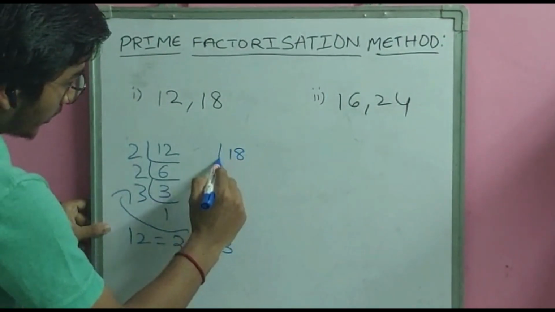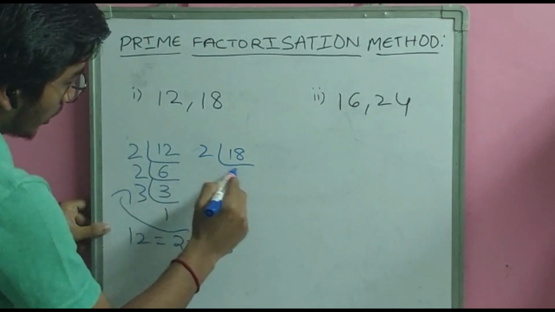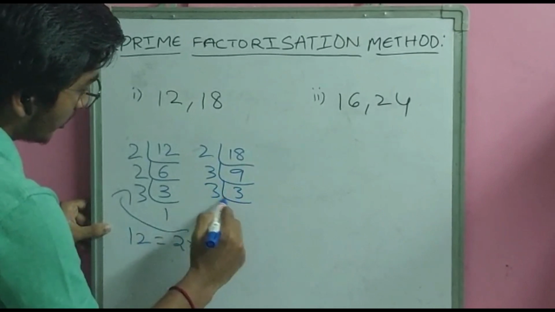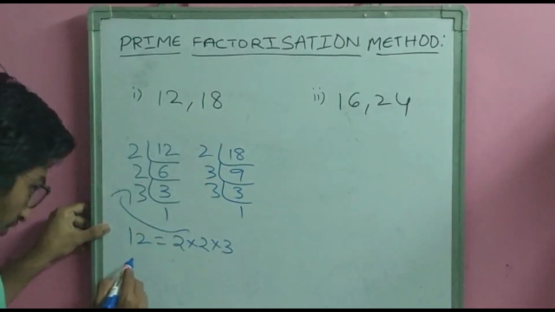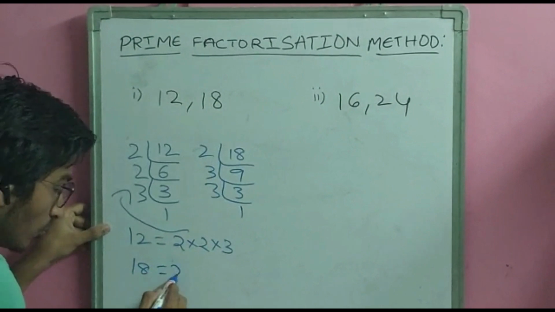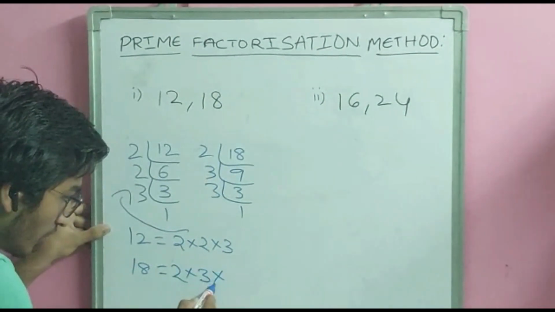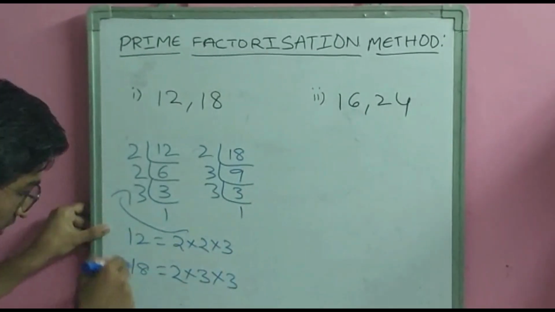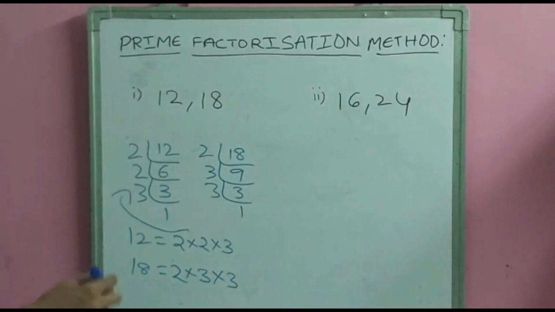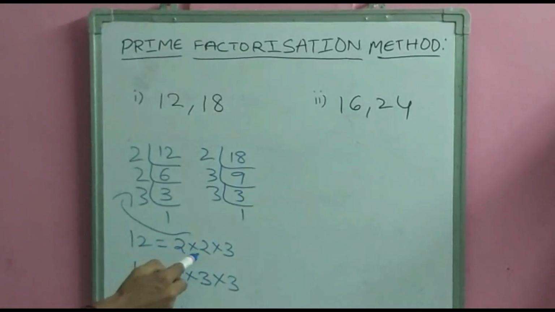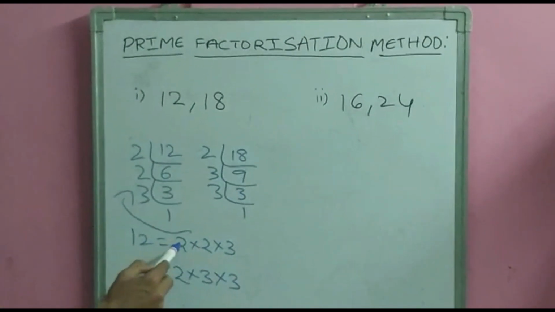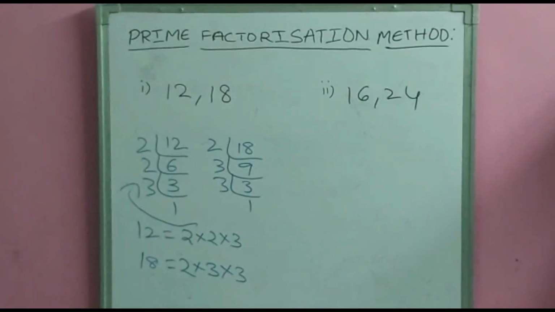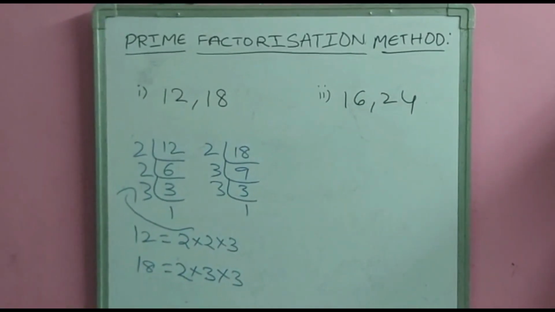And for 18, 2 nines are 18, 3 threes are 9, 3 ones are 3. So 18 equals 2 into 3 into 3. If you multiply 2 into 2, that is 4, and 4 threes are 12, we get the same number. We should observe that all of the above are primes. 2 is prime and 3 is also prime. So that's why this method is called the prime factorization method.